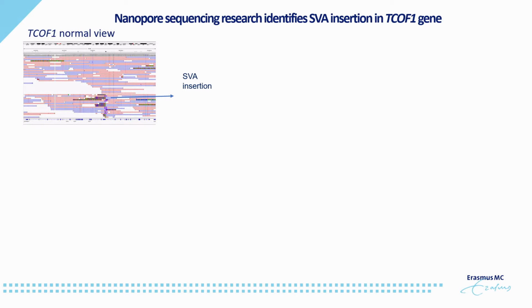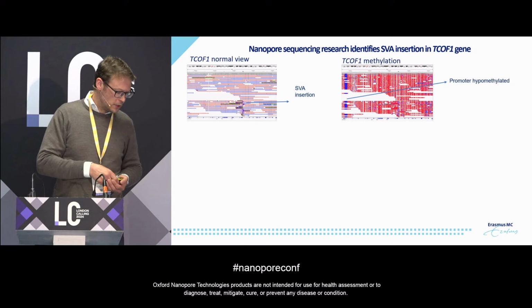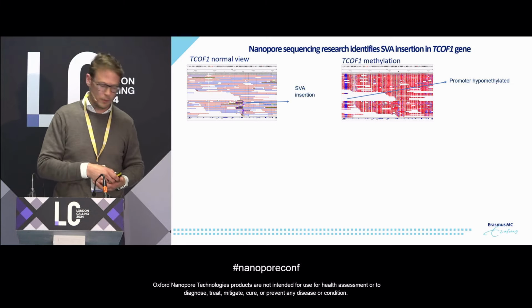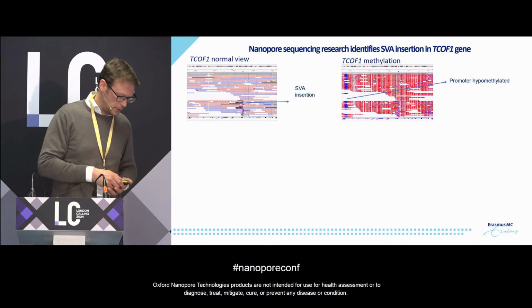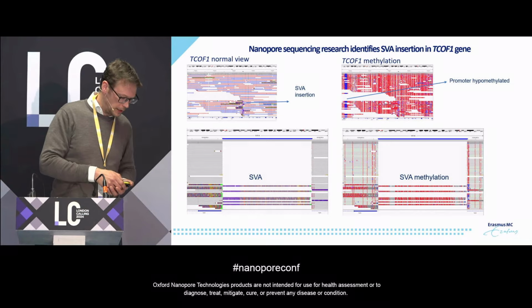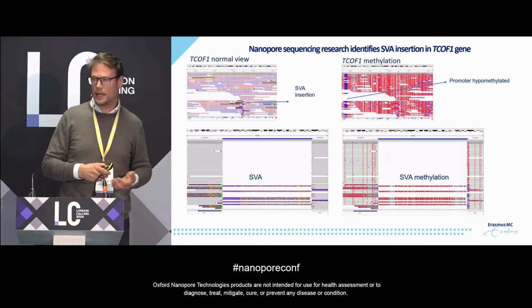As one more example, I think this is nice playing around since we have the data anyway. If you look at the SVA insertion, what you see is that the promoter of the SVA is actually also hypomethylated, which is to be expected. And if you look a little bit closer to the SVA, the ALU elements, then you can see it's also methylated.